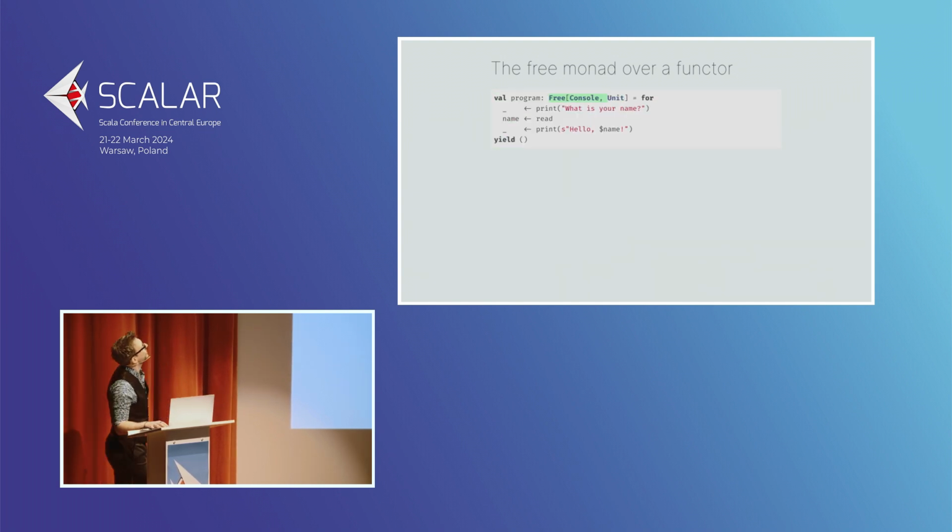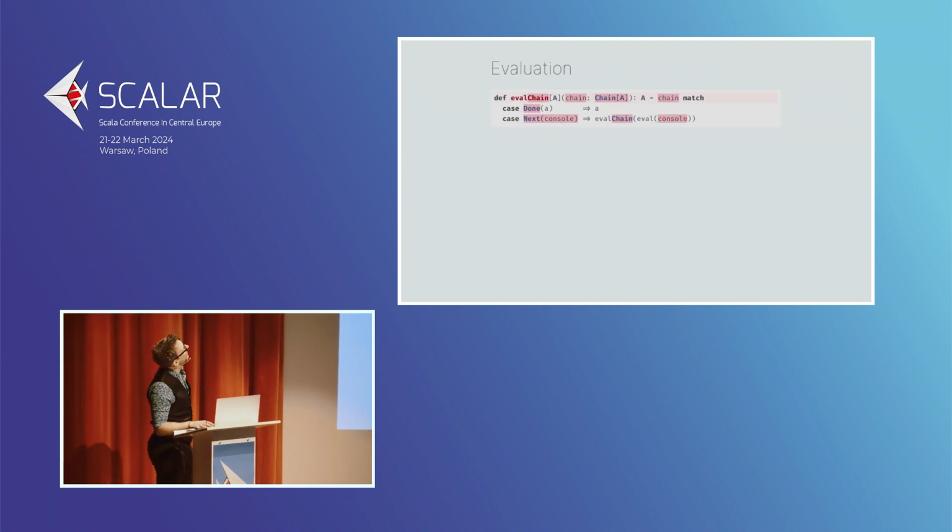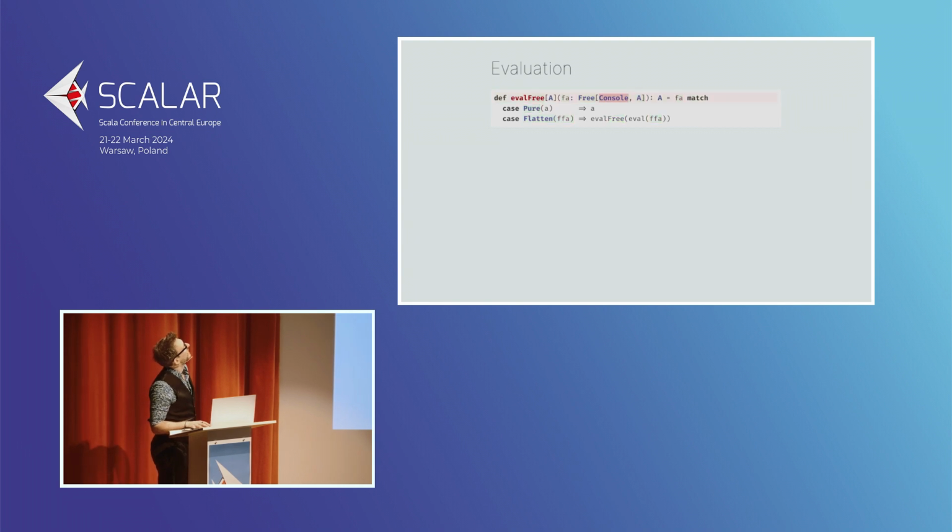And now we fix program to be a free of console of unit. And I'm going to have to fix eval chain really quickly by just replacing the types. Sorry, we're going to evaluate it now. So I'm replacing the types as we said. Console here becomes an F. That's merely going to be cosmetic. I'm just going to move that down because it makes the next step a lot easier.